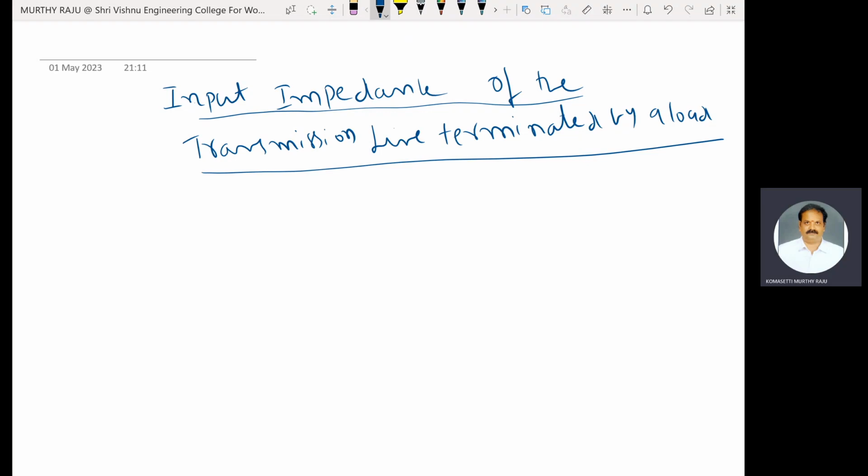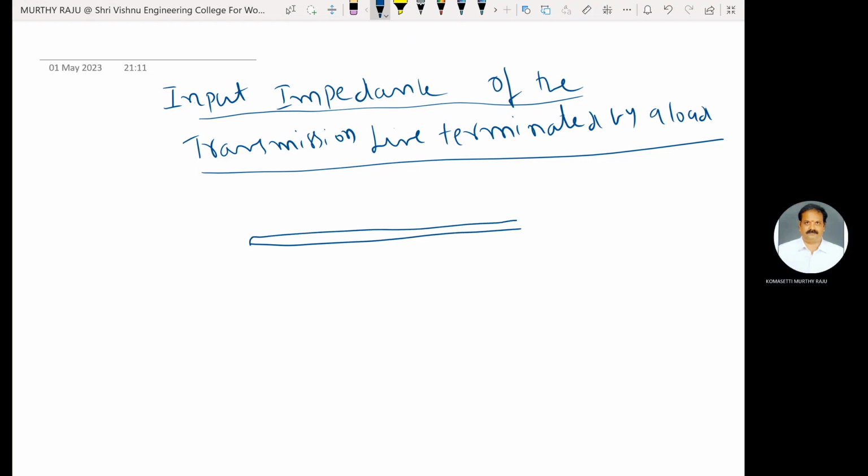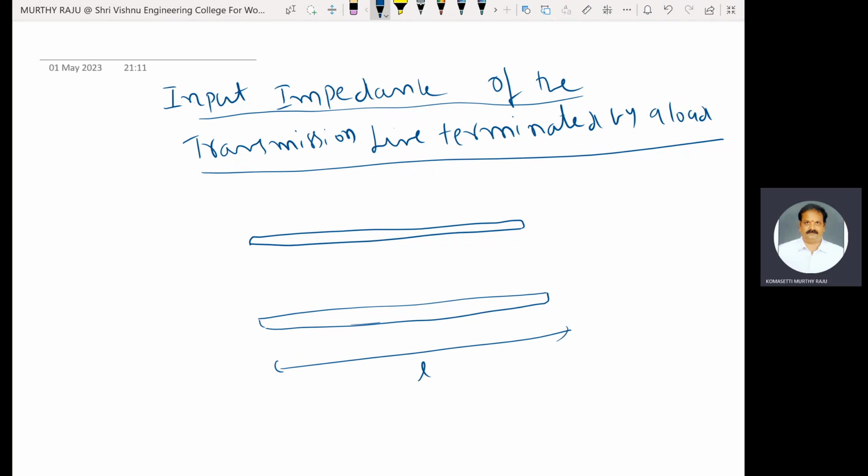Consider a transmission line of length small l, characterized by propagation constant gamma and characteristic impedance Z0, connected to a load ZL shown in figure. This one is the transmission line of length L. This one is Z is equal to 0. Z is equal to L.